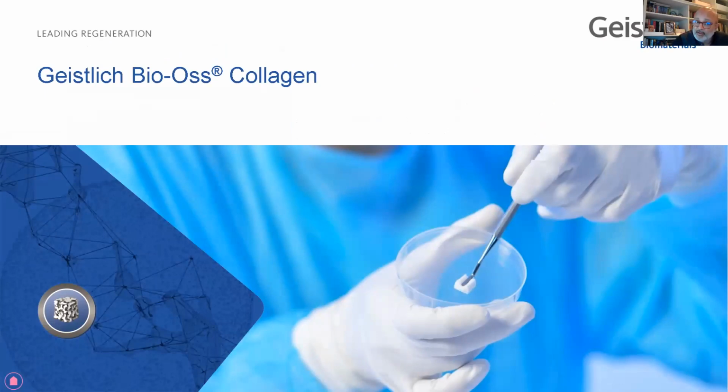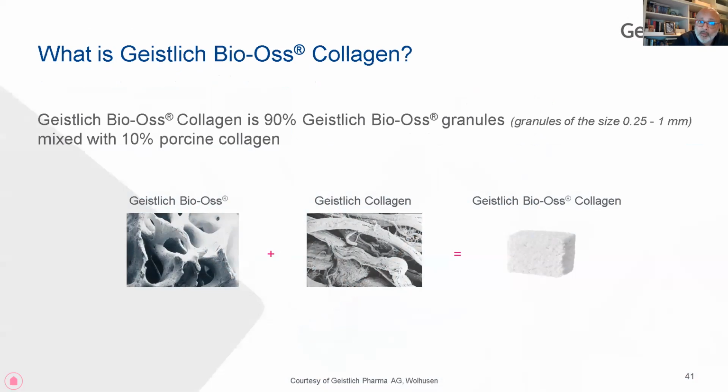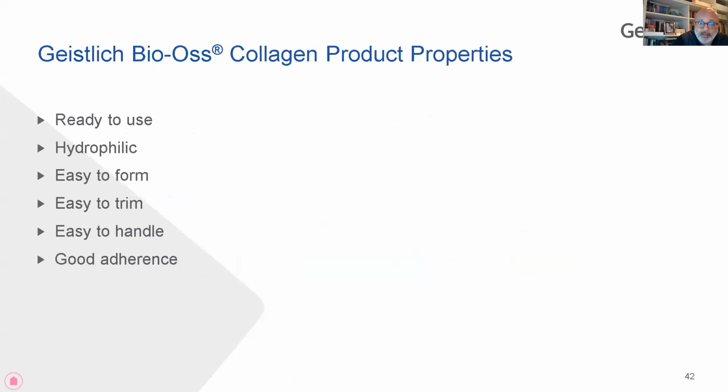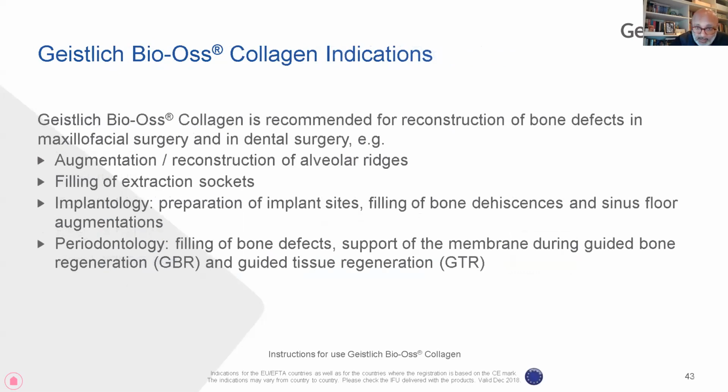So next is BioOs Collagen. Similar, it comes in a block. It's 90% Geistlich BioOs granules mixed with 10% porcine collagen. It's a bit like the other block as well. It's easy to use, it's hydrophilic, easy to form, easy to trim, easy to handle, and I found the BioOs Collagen has better adherence. It's true, it does have good adherence. They're not saying that the other one doesn't, but this one just has better adherence. Again, augmentation of alveolar ridges, filling of extraction sockets.